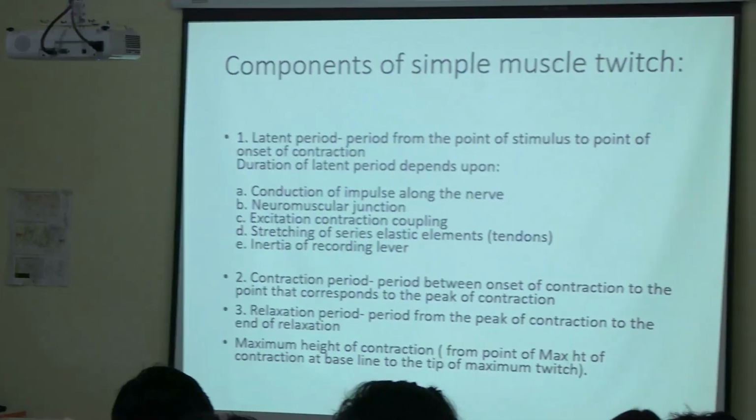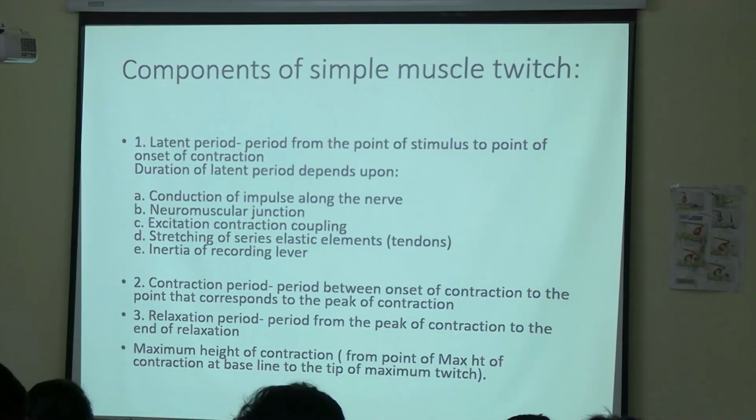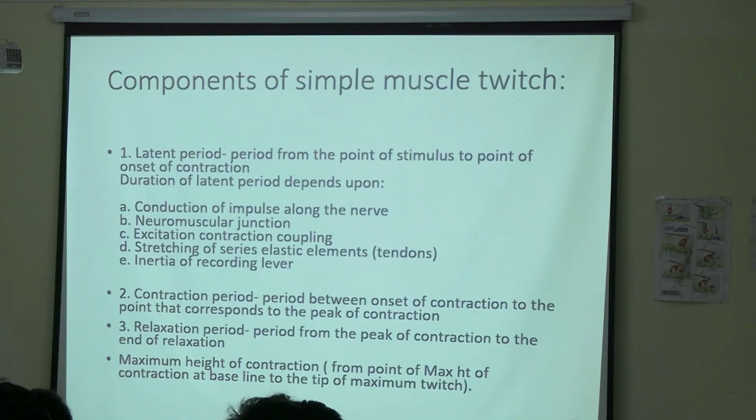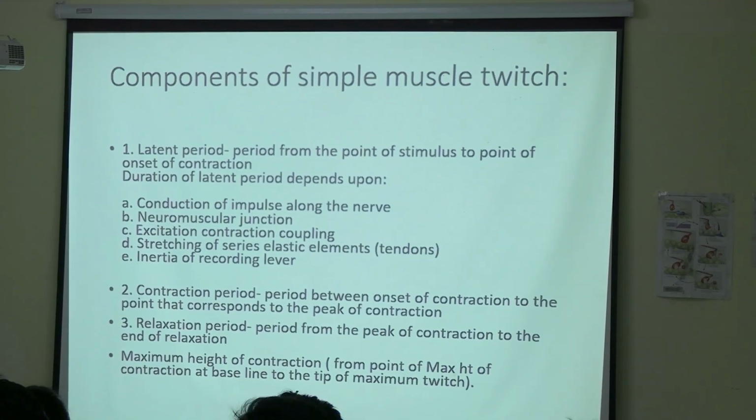From the point of stimulus to the point of onset of contraction. Unless you mark the point of stimulus, you cannot determine it. Can you determine? So it has to be given to you. Where is the point? Then only you can calculate the other point. So the duration of latent period depends on certain factors.